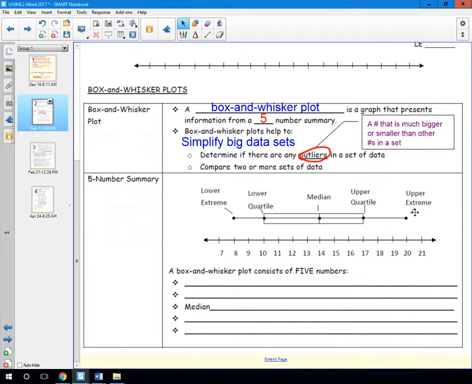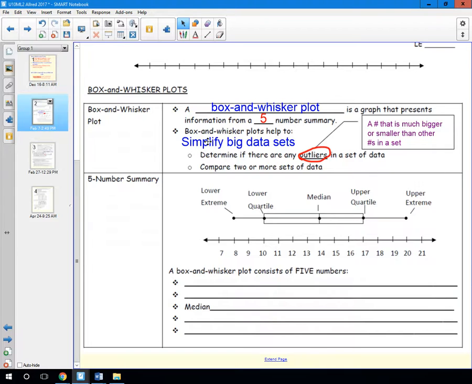Box and whisker plots are also really good to compare 2 or more data sets because they're very visual. A box and whisker plot helps you visualize just how spread out a data set is. Down here you have an example of a box and whisker plot. If you look, I have this box, and then I have a whisker out to the left and a whisker out to the right.